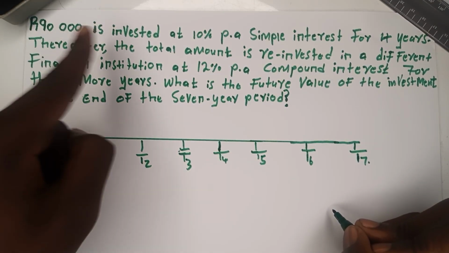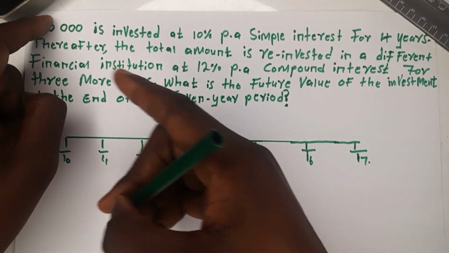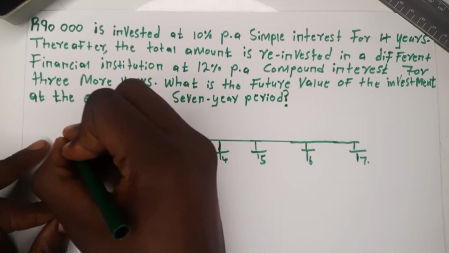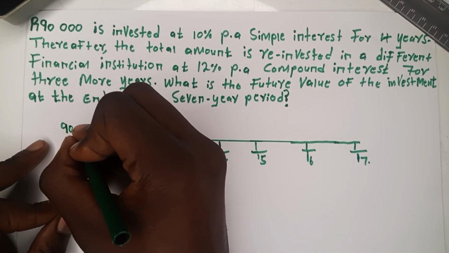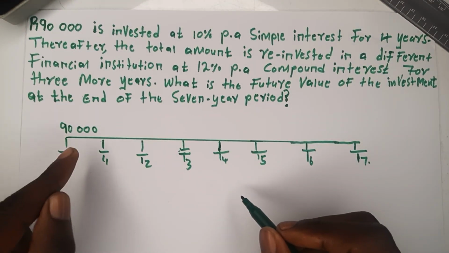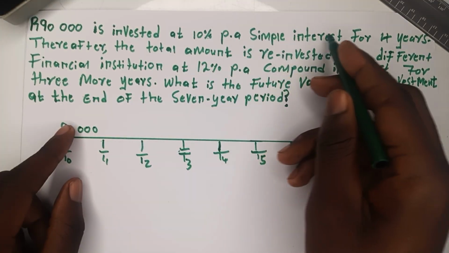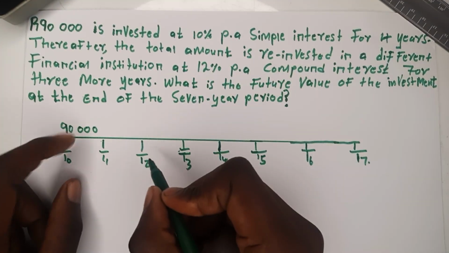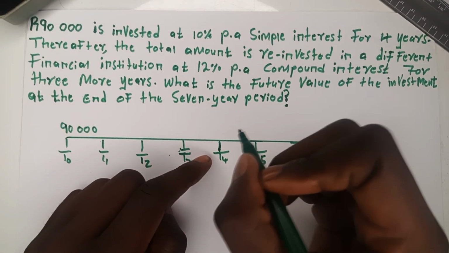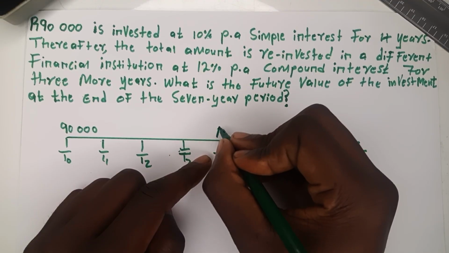So now we have this P amount, the initial amount, or we can call it the principal amount, whatever you want to call it. So we invest this amount. We invest 90,000 here, at the beginning of the first year, and then this 90,000 is going to grow using the 10% per annum simple interest for the first 4 years. So 1, 2, 3, 4. So after 4 years, we will have a certain accumulated amount, even though we don't know it yet. So we can call it A.